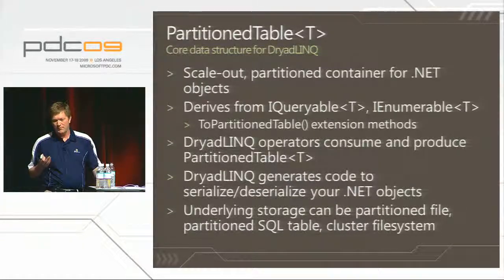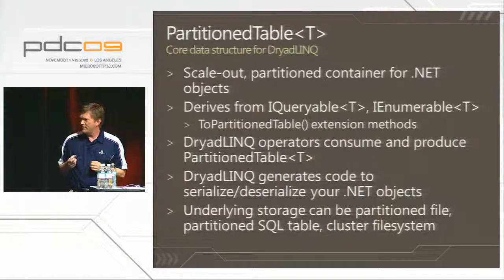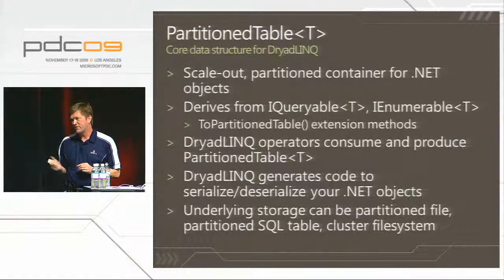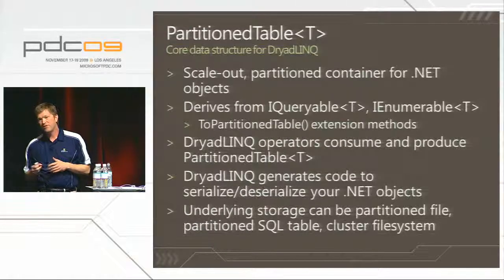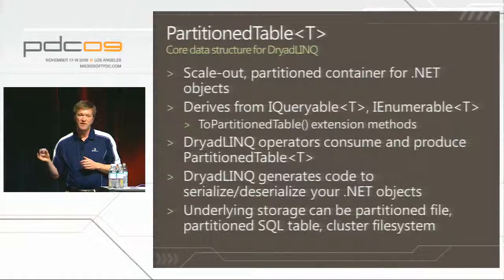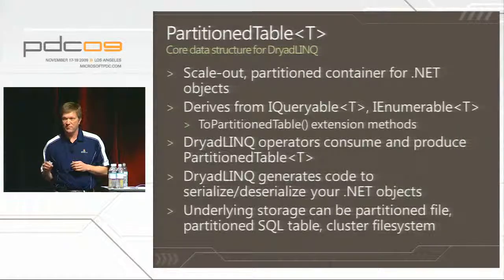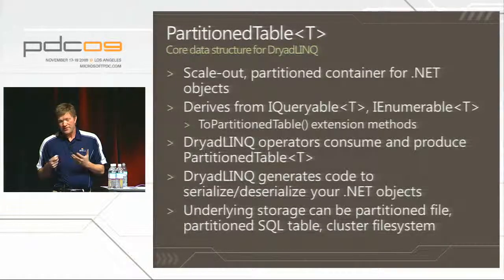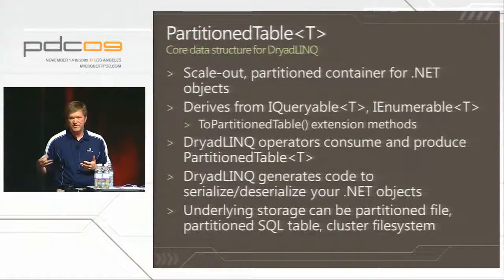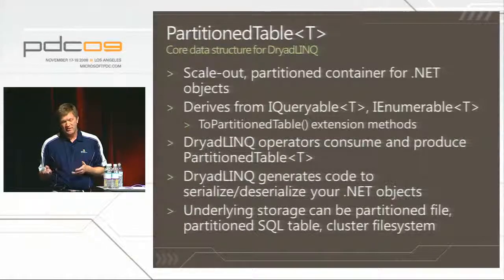This partition table of T is also a key thing that drives the serialization and deserialization of your objects into those files. Once you declare one of these types, DryadLINQ is going to generate code that can take whatever object you have that's going to be that type T, write it into the file in compressed form, and read it back in. And this is all done for you. You don't generally have to do too much. There are some hints you can give DryadLINQ about what fields to serialize, and maybe you have some fields that don't need to be serialized or deserialized, and you can filter those out.